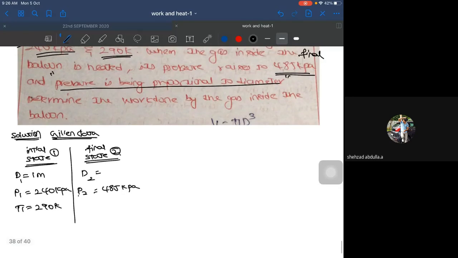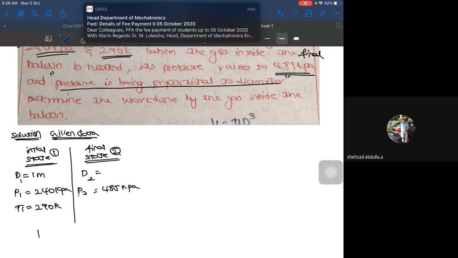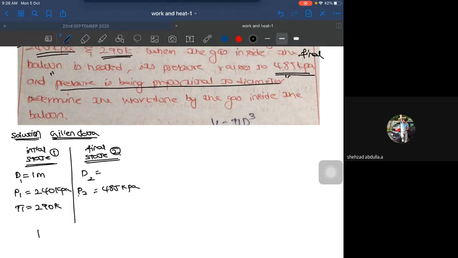So the important line is that the pressure is proportional to the diameter. Okay, that is the line which is being given. So we shall try to solve this.